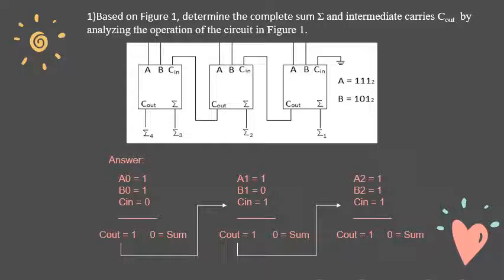When the input given is A equal to 111 and B equal to 101, C in is connected to ground and equal to 0. A equal to 111 is A0, A1 and A2. For B equal to 101, it is B0, B1 and B2. So 1 plus 1 equal to 10. 1 will be C out and 0 will be sum.